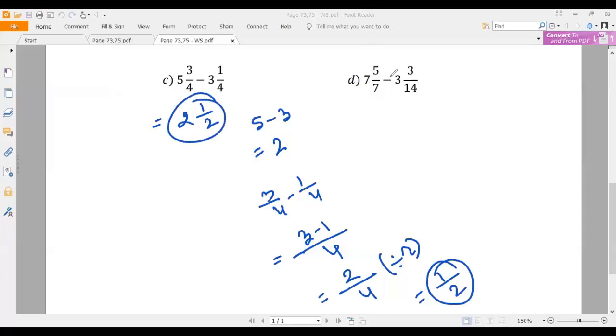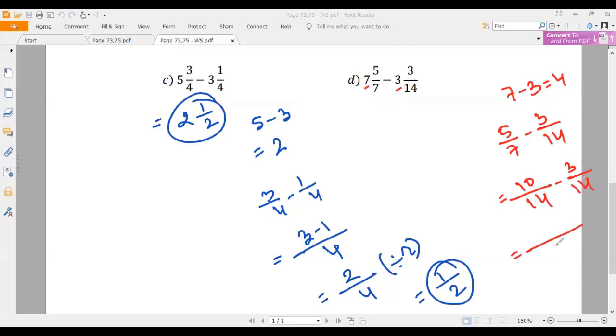Simple. Now number D. 7 minus 3, that will be 4. Why? Because we have to subtract the whole numbers. Then we have to subtract the fractions. 5 by 7 minus 3 by 14. Look, we can multiply this fraction by 2. Then this denominator will be 14. So 5 twos are 10, 7 twos are 14, minus 3 by 14. So look at this, both denominators are the same. So we have to subtract the numerators. 10 minus 3, that will be 7.